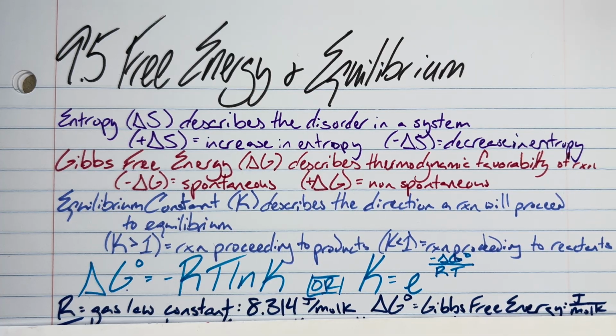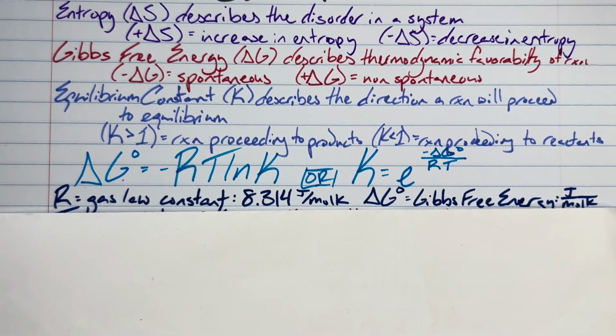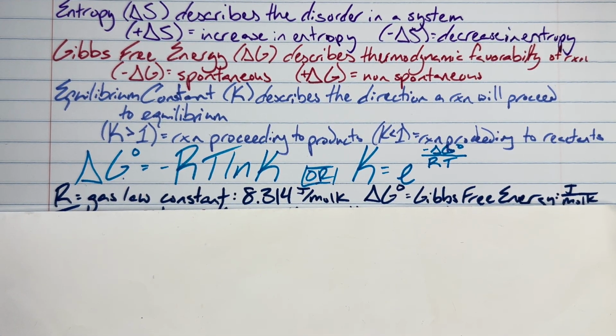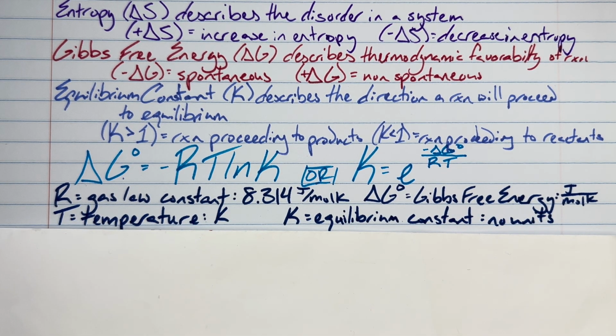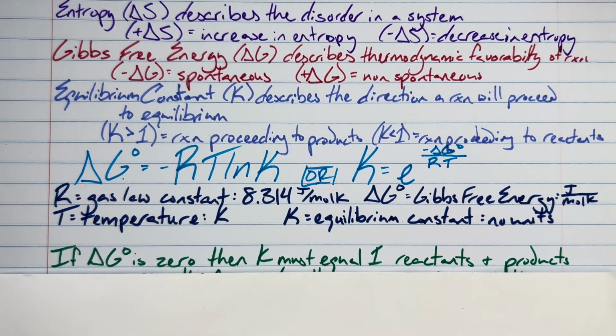R is going to be our gas law constant, which is equal to 8.31 joules per mole Kelvin. And then we have our delta G, which is our Gibbs free energy, which is in the units joules per mole Kelvin. And then our temperature needs to be in Kelvin, and our K value is going to be our equilibrium constant, which does not have any units.